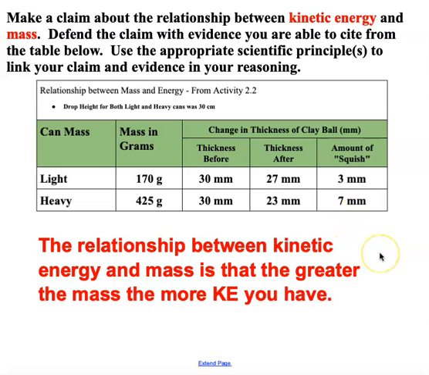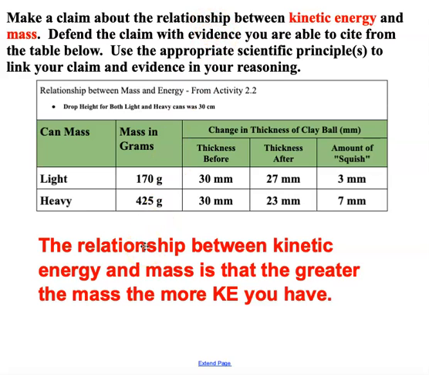So after looking at this data, you should have been able to answer the above: make a claim about the relationship between kinetic energy and mass. So the relationship between kinetic energy and mass is, notice I just copied this from up above. And get into that habit. It's the easy thing to do. It's kind of like your sentence starters from your book. It's a good way to have a sentence starter.